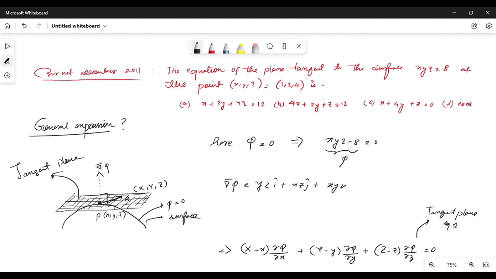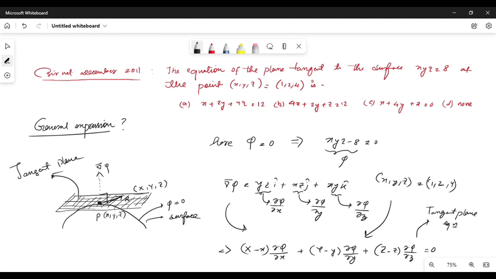If you compare, yz is going to be del phi by del x. Then xz is going to be del phi by del y, it is quite obvious. And xy is going to be del phi by del z. Then my point, that is x, y, z, is given as 1, 2, 4. Now you may put all the above info into the tangent plane equation here.